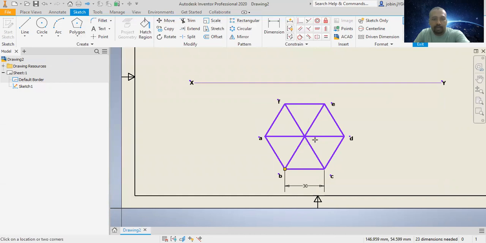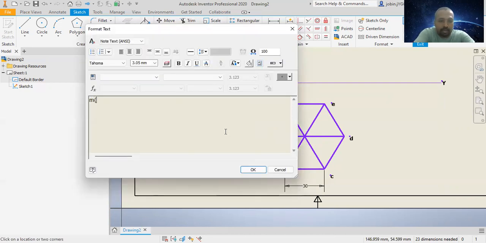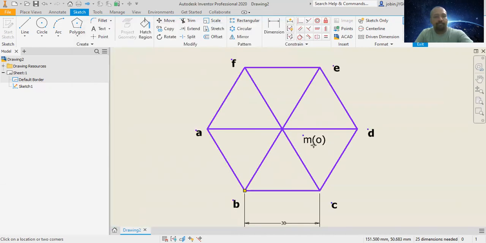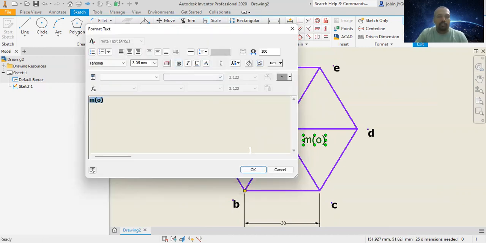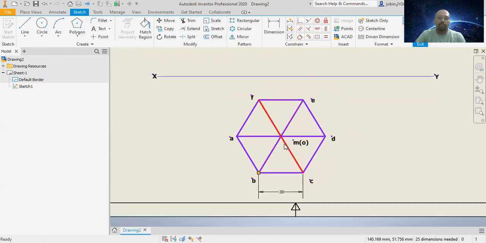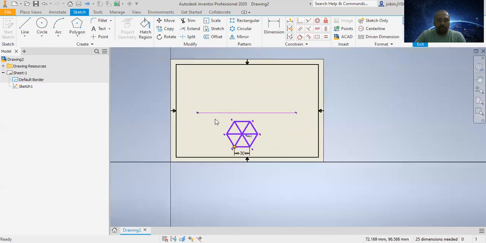Okay, and this center line is m bracket o. So m is the apex point and o is the center of the hexagon. So o is actually invisible in the top view. When you look from the top, you can see only the apex. That's why the apex point is m, and o, the center of the hexagon, which is not visible in the top view, is given in the bracket. So I have completed the top view.